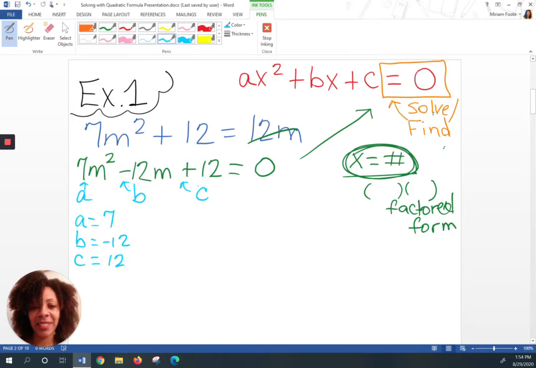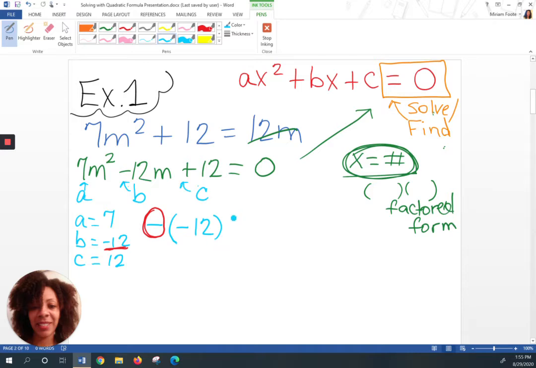Now we want to use that formula that my son was just singing to you. Negative. Now this is where a lot of students mess up. This first negative is part of your formula. So b also has a negative. You have to keep that negative inside of the parentheses with your b term, or your b coefficient.